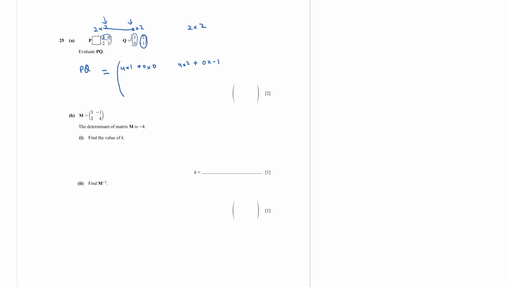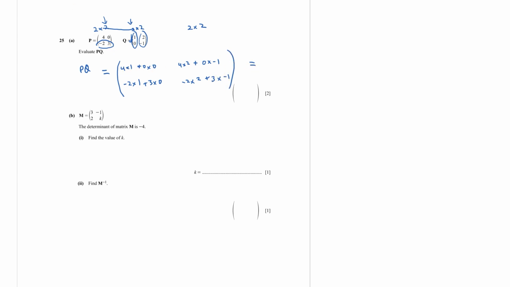And then if we continue to the second row, this row here will be multiplied by this column here. So minus 2 times 1 plus 3 times 0. And then you will multiply this row with the second column as well. So first element of the row multiplied by the first element of the column, minus 2 times 2 plus 3 times minus 1.